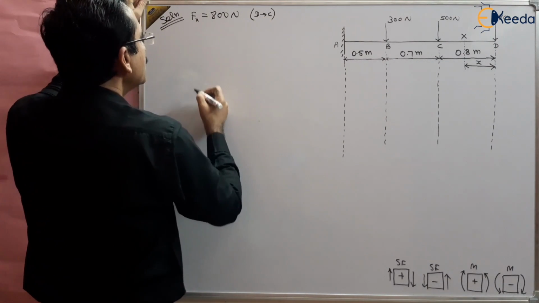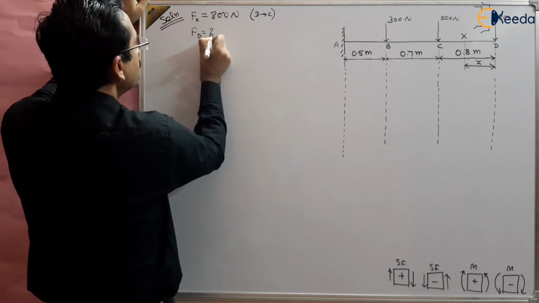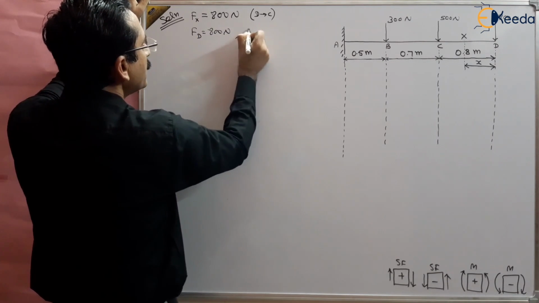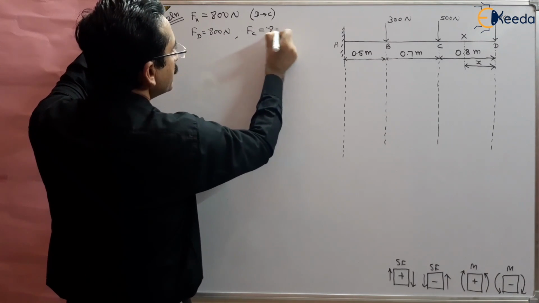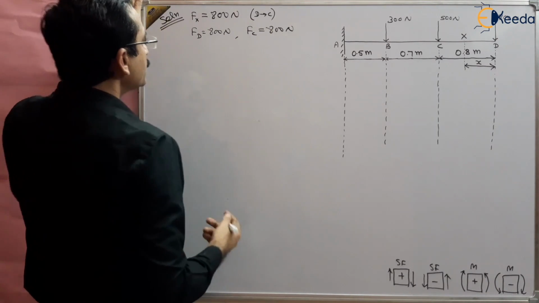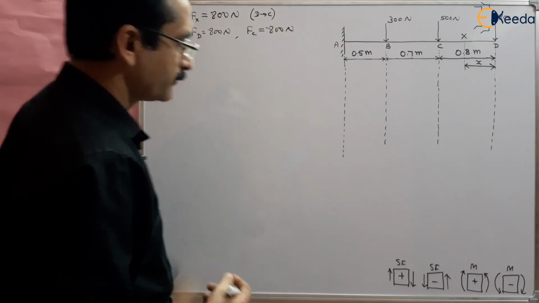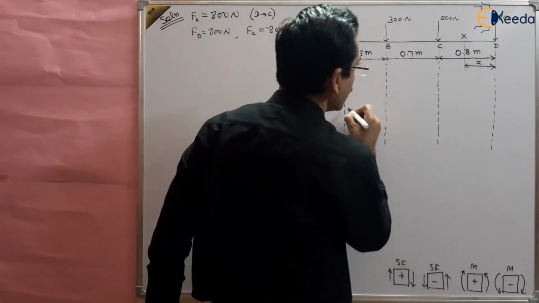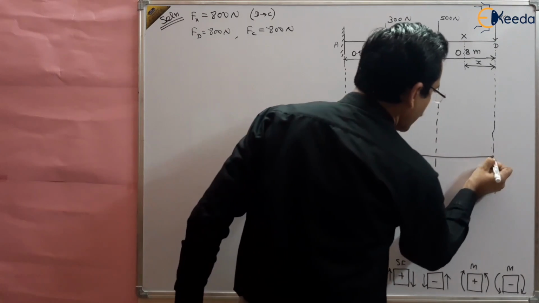So what will be the force at D? Force at D will be 800. And what will be the force at C? That will be again 800. So it is 800 Newton positive from D to C. So you can draw the diagram now. This is okay, right?